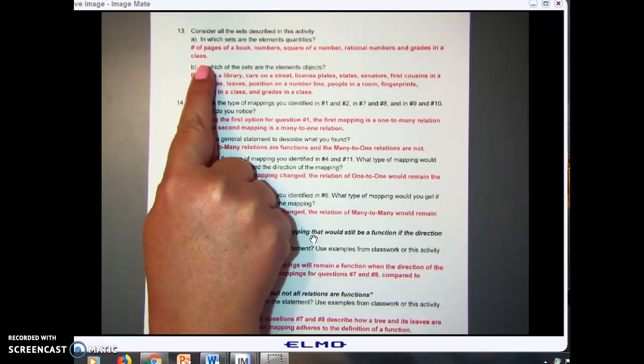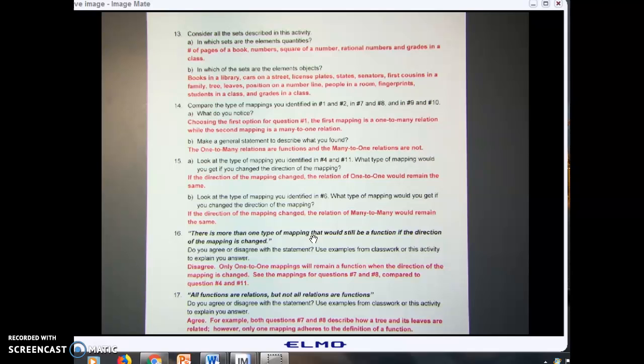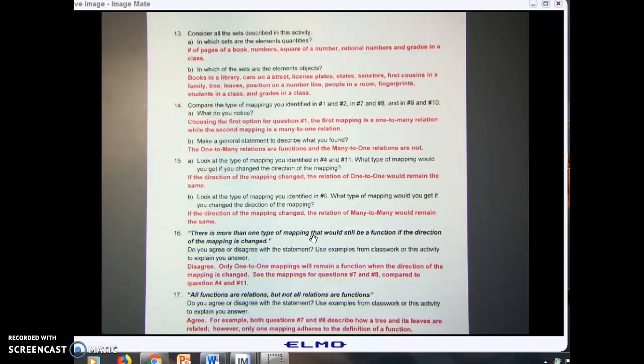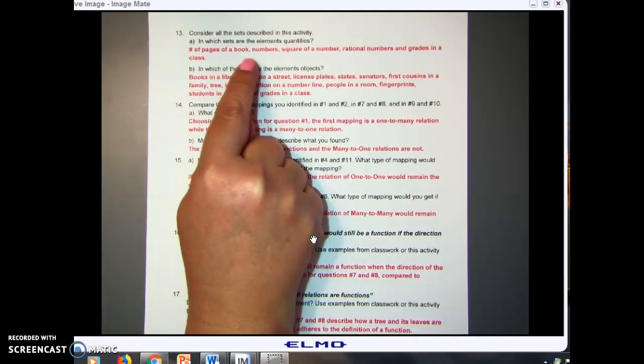Now, a grade in a class could just be a letter, which would be an object. But because you had to earn points to get that letter, we kind of thought of it as a quantity. And then we said that objects would be things like books in a library, cars on the street, license plates, states, senators, etc.